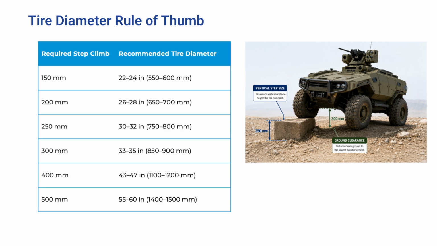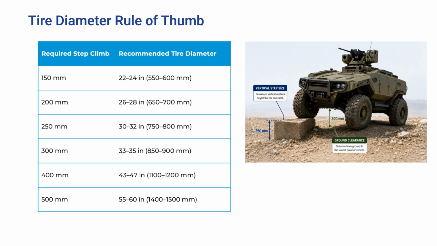This image provides a quick rule of thumb for selecting tyre diameter from the required vertical step climbing capability. The table shows that as the required step height increases, the recommended tyre diameter must also increase. For example, a vehicle designed to climb a 150mm step may require a tyre diameter of approximately 550 to 600 millimeters. For much larger obstacles, such as 400 or 500 millimeters, tyre diameters may rise beyond 1 meter.